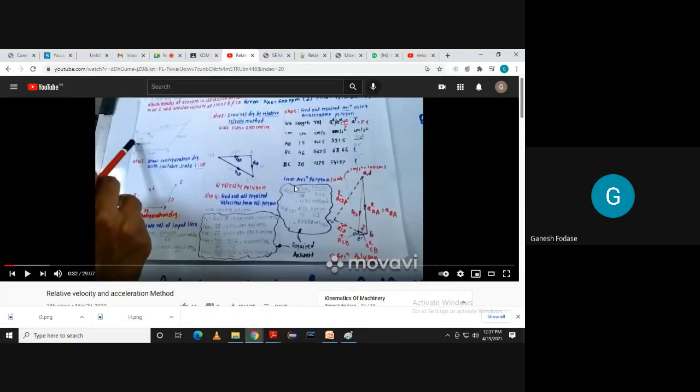This is a complete example I discussed starting from the raw stage. I started with one example: what is the input data, how to draw the velocity diagram, and how to draw the acceleration diagram based on the relative velocity method. If you understand this topic, you can draw it directly on the sheet. Understand? So you have to go through this video.